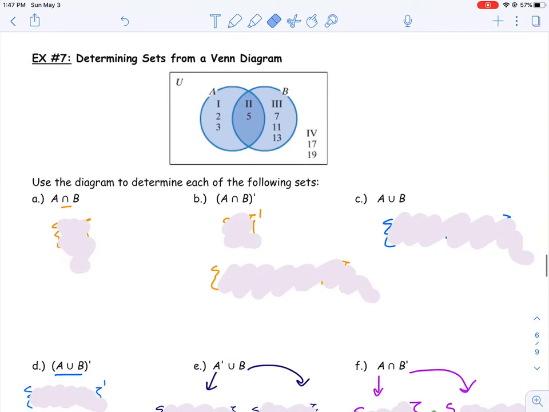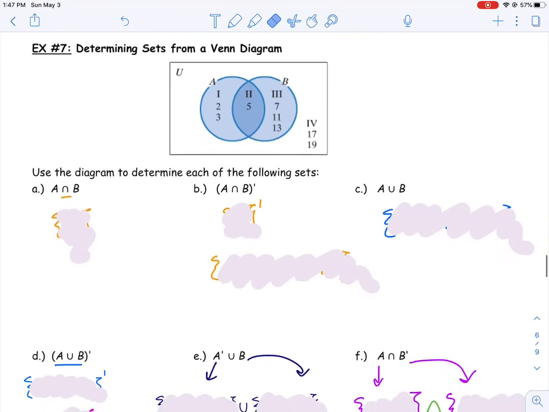All right, here's example number 7. This example looks a little bit different because now they gave us a picture, a Venn diagram. And so can we do the same thing, but this time with a picture? I'd like you to try it. I'd like you to pause the video. I'd like you to use this Venn diagram to answer the following pieces. See how far you can get and see if your answers match mine.